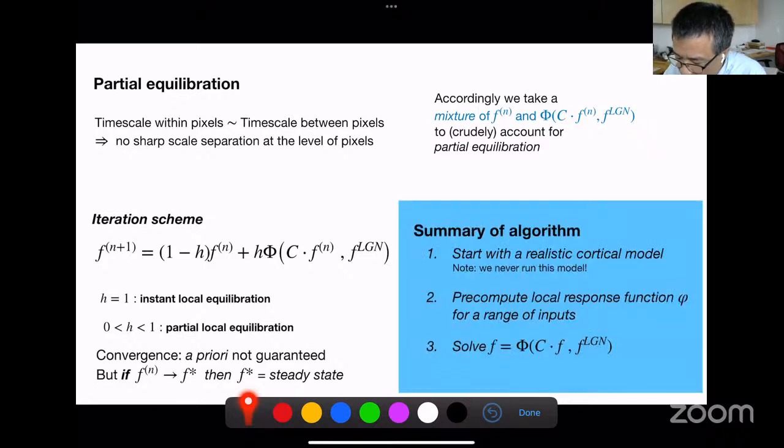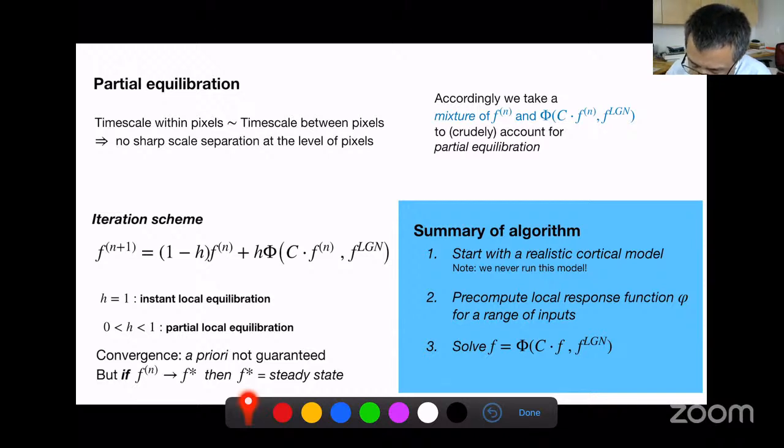Okay. And so here's a summary of the algorithm. You start with a cortical model that you wish to coarse-grain. We actually never run that large, detailed model. We pre-compute these local response functions by simulating the integrate-and-fire neurons, and then we solve the mean field equations by this kind of iteration scheme.